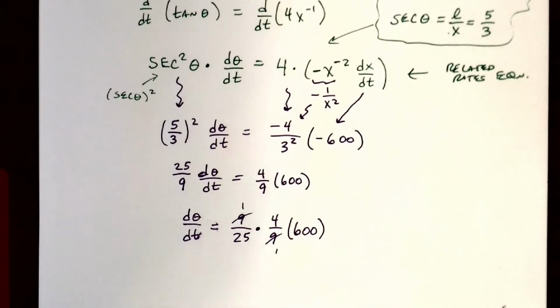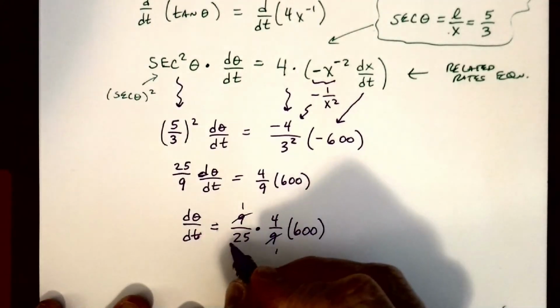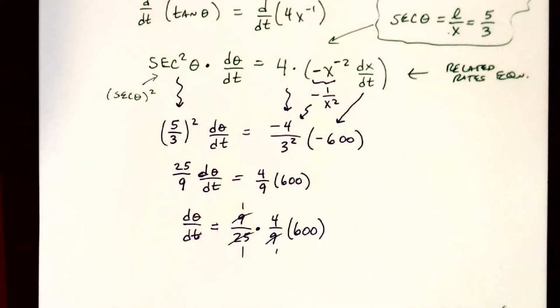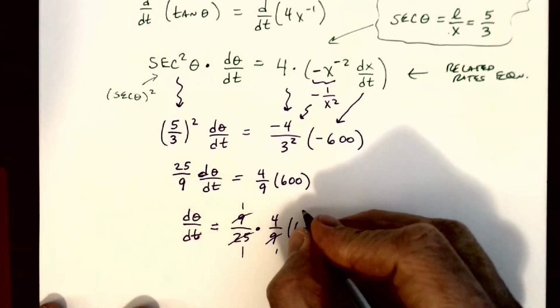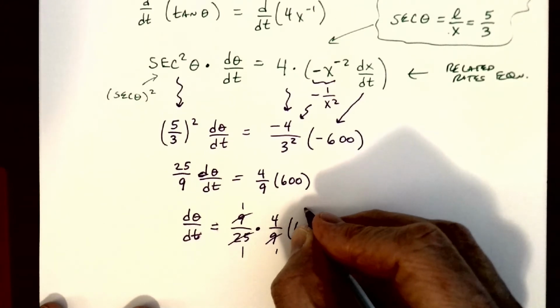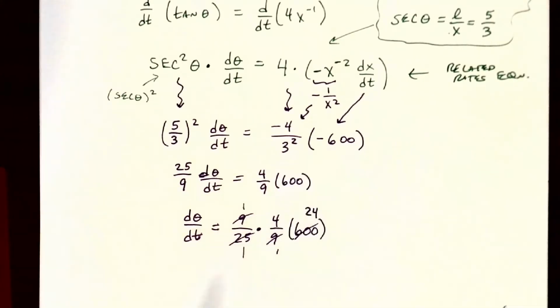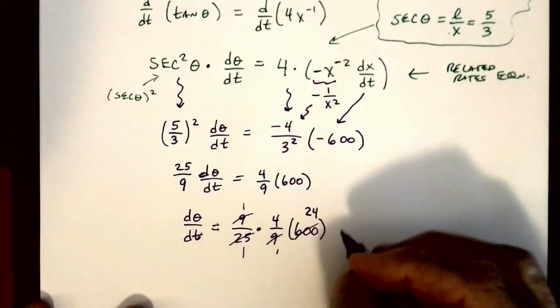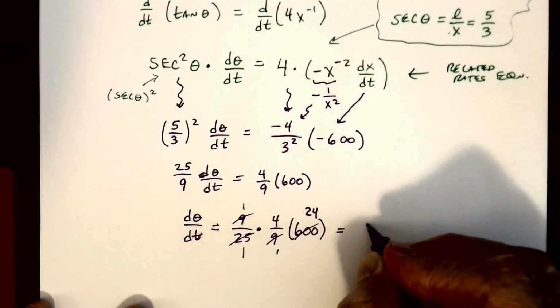25 goes into 600 how many times? 25 goes into 100 4 times. So 600, it will go 6 times 4, 24 times. Four times 24, 96.